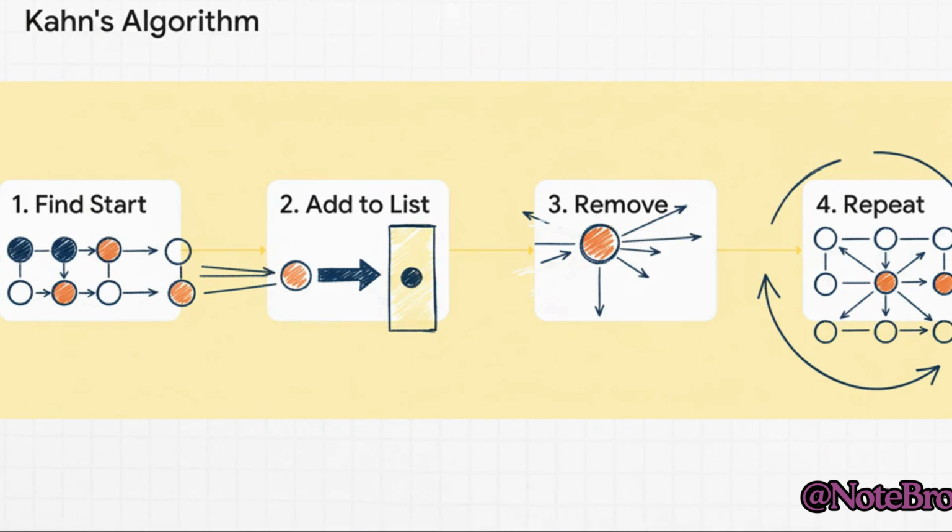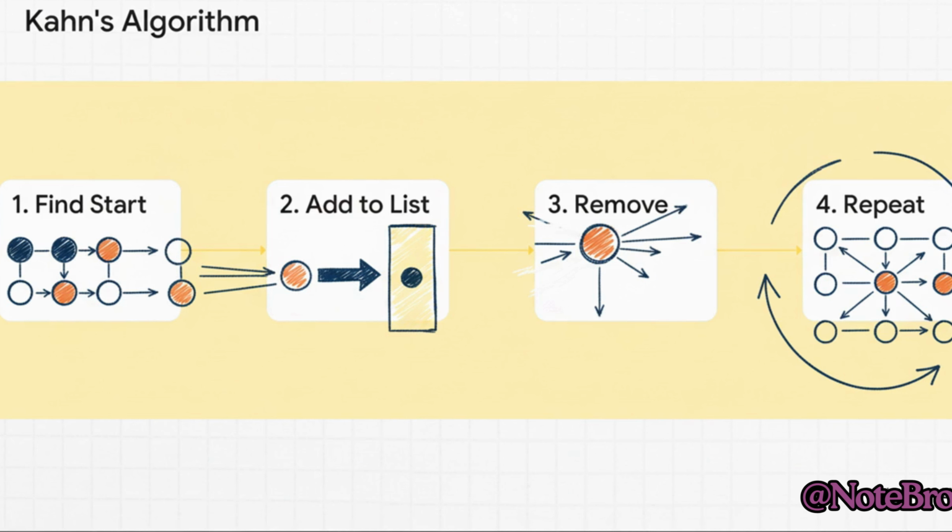So how does it actually work? Well, one of the most intuitive ways is an algorithm called Kahn's algorithm. It's pretty straightforward. The algorithm just scans the graph and looks for any task that has no incoming arrows. A task with zero prerequisites. Let's say it finds task A. Great. You add task A to your final sorted list.